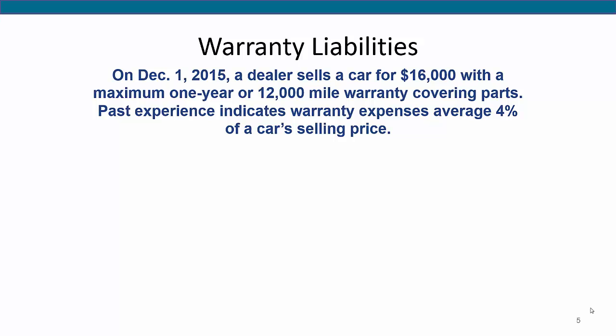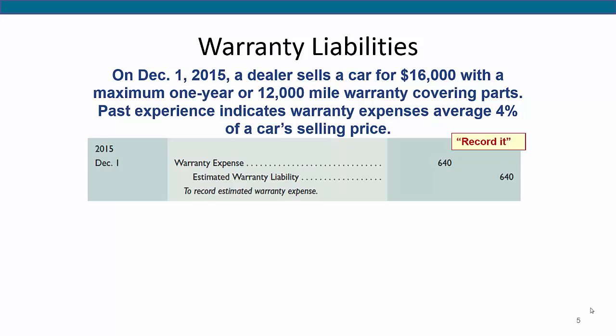Here's a great example. A dealer sells a used car for $16,000 on December 1st, 2015. The car has a maximum 1-year or 12,000-mile warranty covering parts. This dealer's experience shows that the warranty expense averages about 4% of a car's selling price, or $640 in this case, which is 16,000 times 4%. Let's look at the proper accounting for the estimated warranty expense. On the date of sale, December 1st, the dealership will debit warranty expense and credit the current liability account, estimated warranty liability, for $640. The amount of the estimated liability is determined by multiplying the $16,000 selling price of the car times the 4% historical warranty cost percentage.